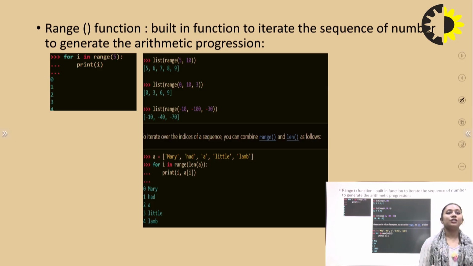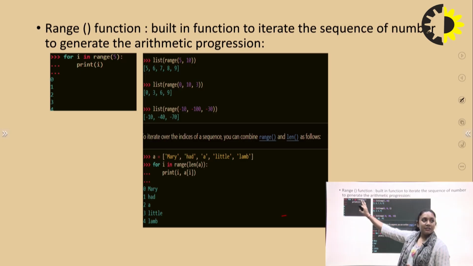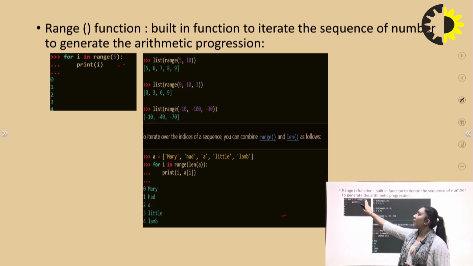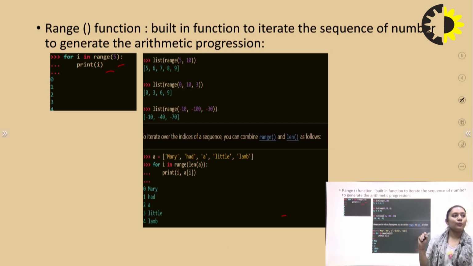Okay. Next we have the range function. The range function is a built-in function in Python which is used to iterate over a sequence of numbers and generate an arithmetic progression. So the range function is also used in loops. How can you use it in the for loop? For I in range, you need to define the arithmetic numbers. So for I in range 5, print I. The output of the range we got is 0 to 4.